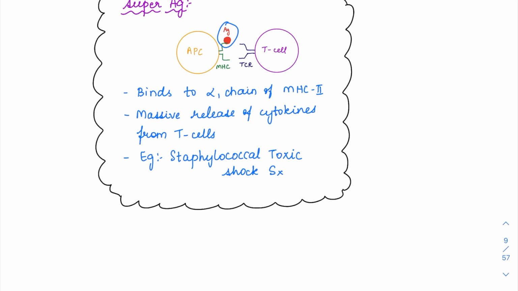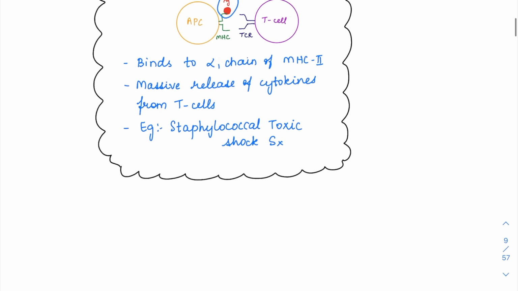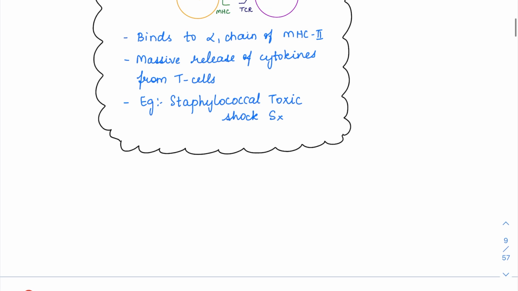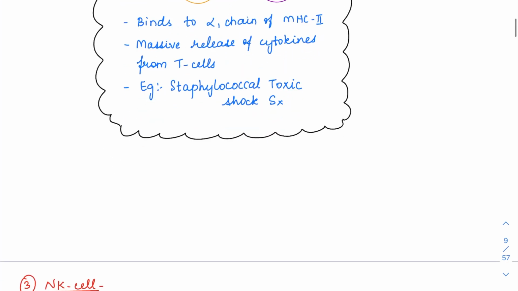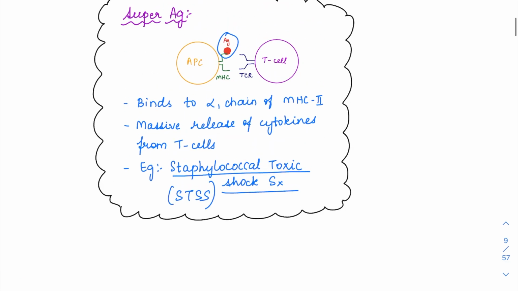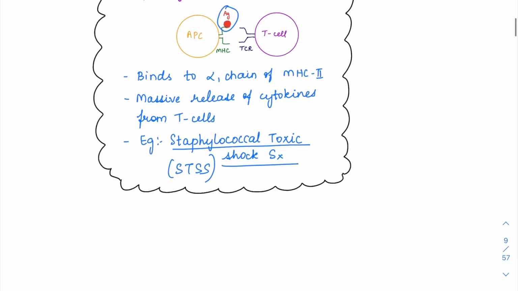When these bind here to this alpha 1 chain of the MHC II, it is going to result in massive release of cytokines. Lots and lots of cytokines are going to be released. It is going to cause lots of complications. So the patient usually goes into shock because of the inflammatory response. The best example of a super antigen involved disease will be staphylococcal toxic shock syndrome. So TSS, STSS we call it, right? STSS is the one in which we have this super antigen activation.